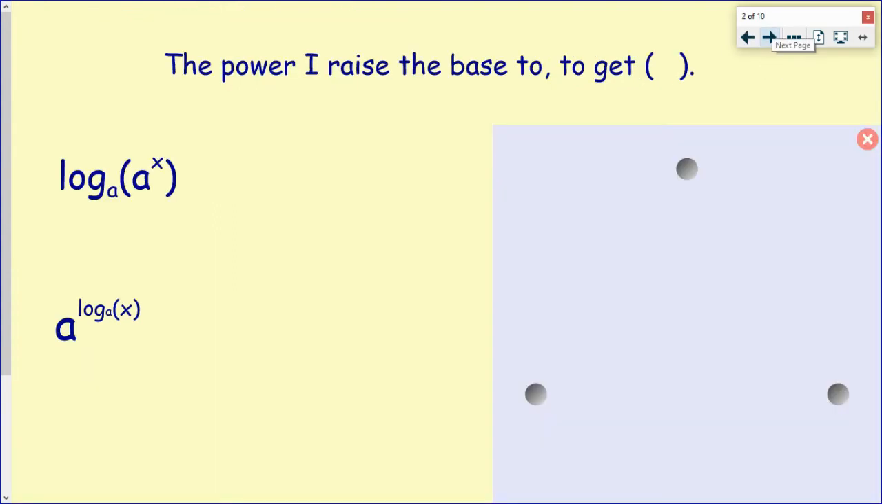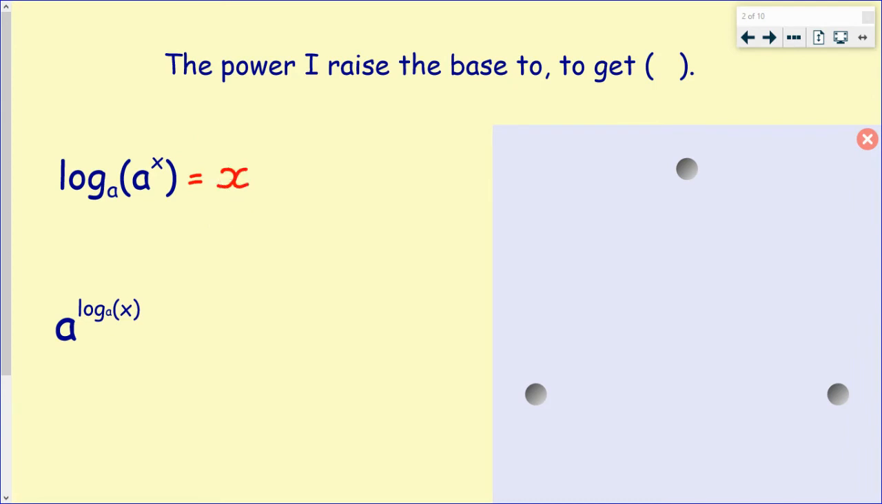Okay, so let's crack on. Let's ask some more questions. Remember, a logarithm means the power I raise the base to get whatever's in my bracket. So in this case, log to the base a of a to the x. What power do I have to raise a to get a to the x? Well, in this case, hopefully it's relatively obvious.